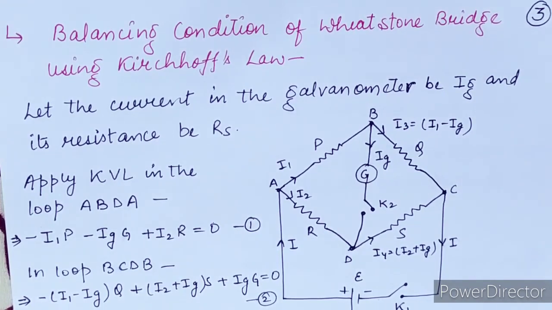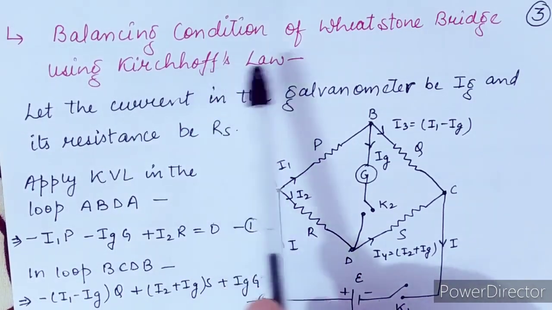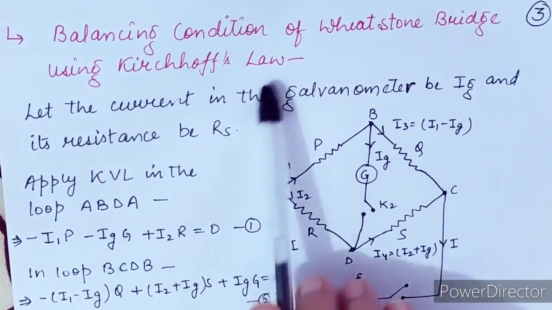Now our next topic is the same Wheatstone bridge. Yesterday I gave you a question: find the value of the unknown resistance by solving a Wheatstone bridge using Kirchhoff's voltage law. I hope you all have tried to solve that derivation. Today I am going to start with that only. This is our next topic: the balancing condition of the Wheatstone bridge using Kirchhoff's law.